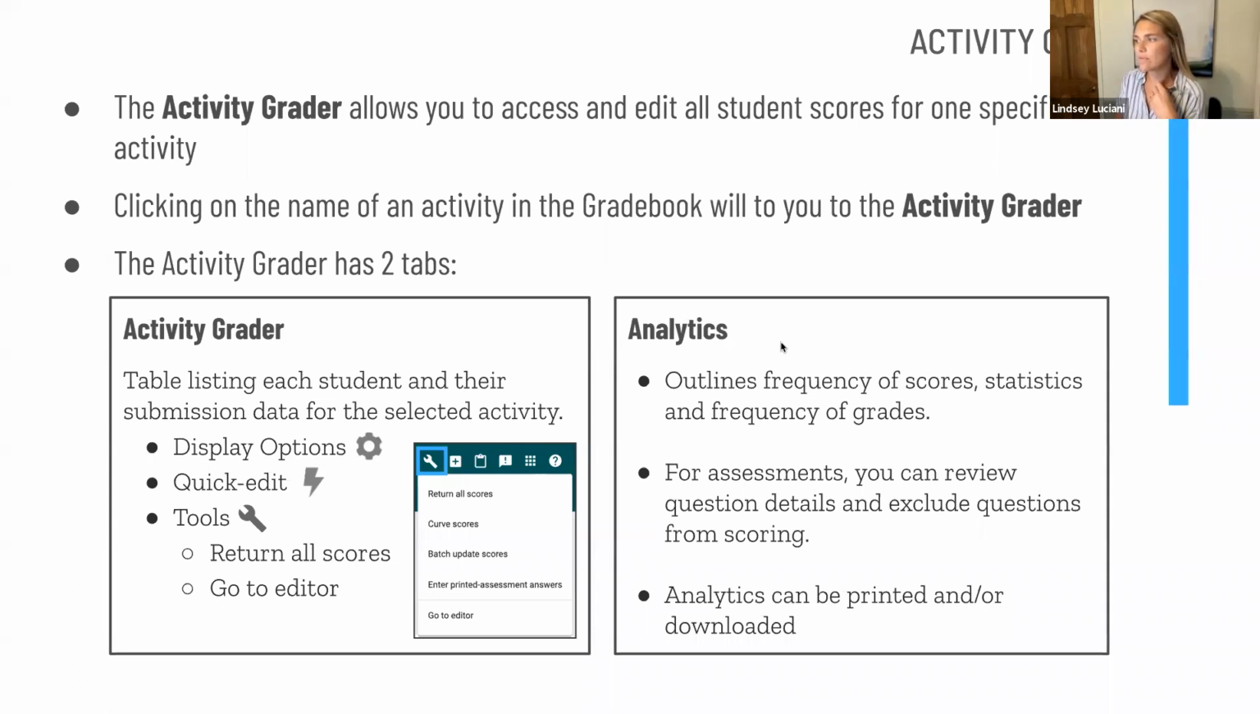So it will kind of give you some frequency of scores and grades. It'll show you some statistics. And if it's an assessment, you can actually review the question details there. And then those can be printed, like for sharing maybe during a parent-teacher conference or whatever it might be. You do have the ability to adjust the display options and quick edit again, but there are a couple more tools that are available in the activity grader that are not available in the main gradebook. So we'll jump in and take a look at those now.